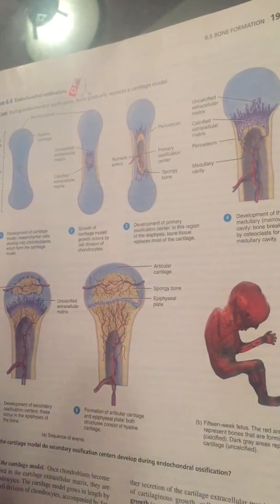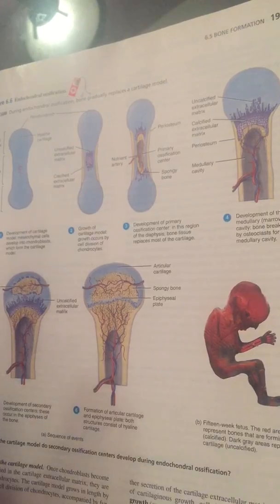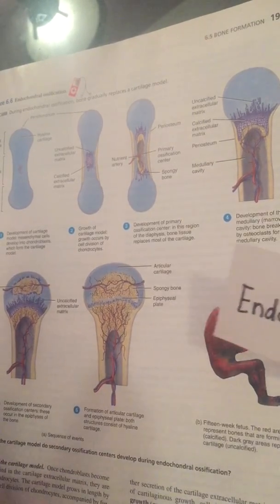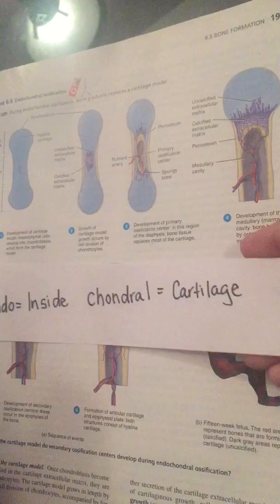Endochondral ossification is the bone formation using a hyaline cartilage model. This form of ossification begins in the developing fetus and continues on in different degrees until the start of adulthood. Endo means inside, chondral means cartilage. Most bones, aside from flat bones, are formed this way.